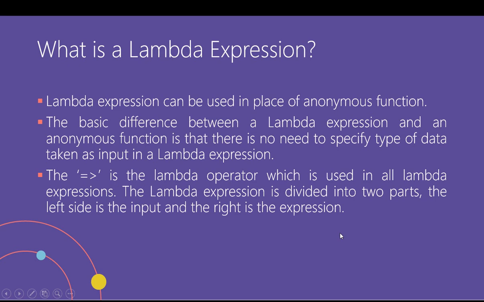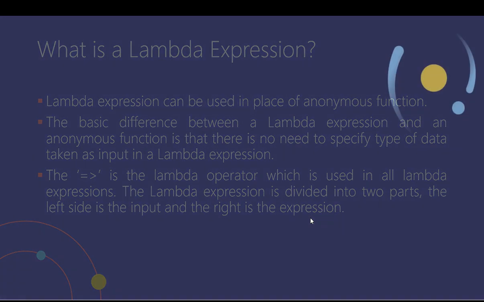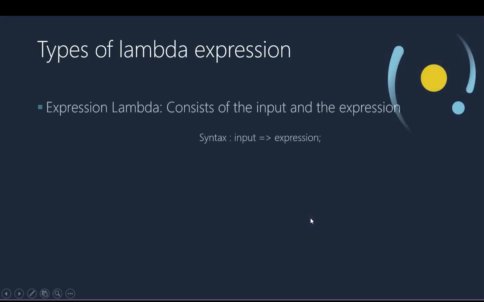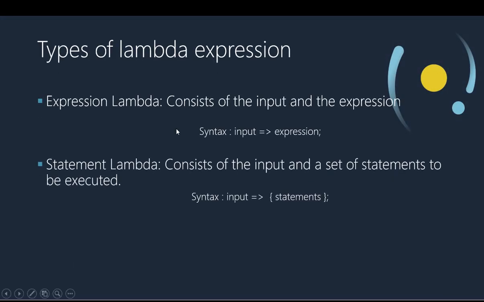Now the lambda expression is divided into two parts. The left hand side is known as the input and the right hand side is known as the expression. It's just like a variable. You can see the input is on the left hand side and the output, the expression, is on the right hand side, just like a variable. But the difference is that this is the whole container and this is the action that you're going to perform.